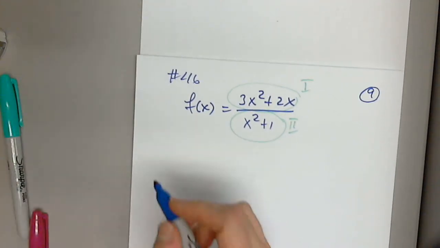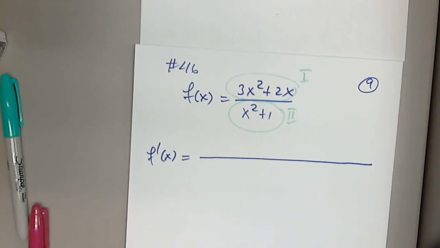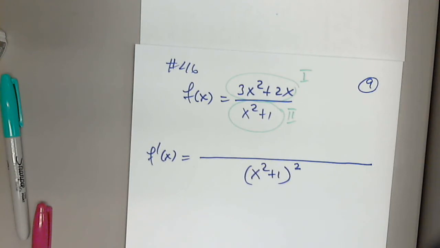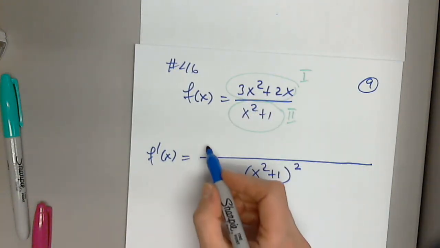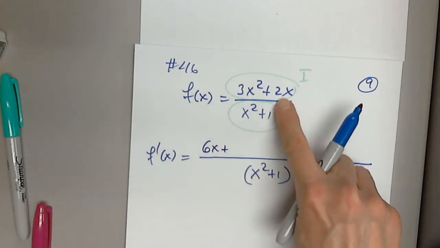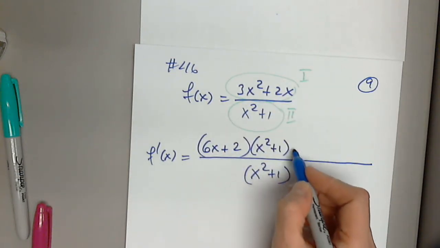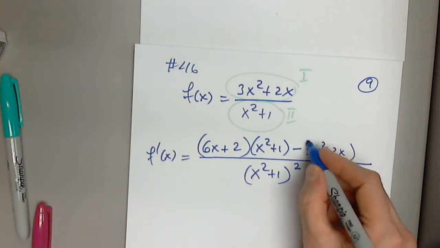So f prime will be, I can start by writing the denominator immediately as x squared plus 1 squared. There is no derivative in the denominator of the quotient rule. The top prime, can anyone give us this function prime? Excellent. Plus? Very good. Times the bottom one. Minus the top times the bottom.